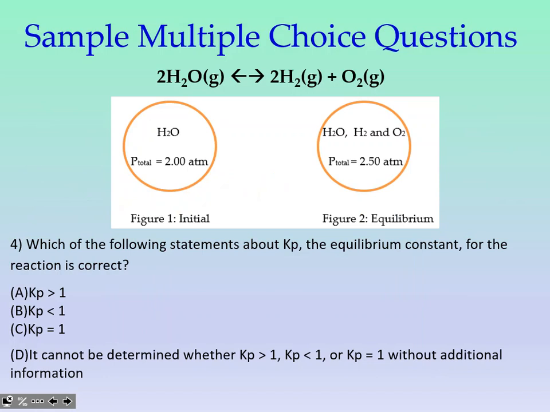Okay, so here, which of the following statements about Kp, the equilibrium constant for the reaction, is correct? We need to find Kp. So what do we need to set up in order to find Kp? And we have initial, and then we have total pressure at the end here. What should I set up? Rice. Rice is nice. Let's set up a rice table. Let's go.